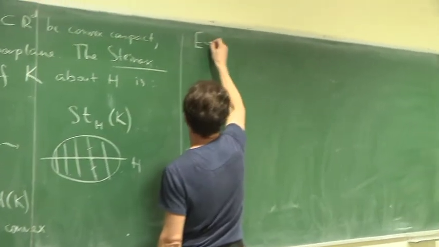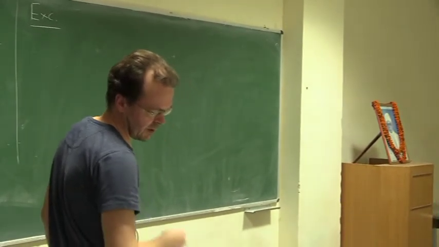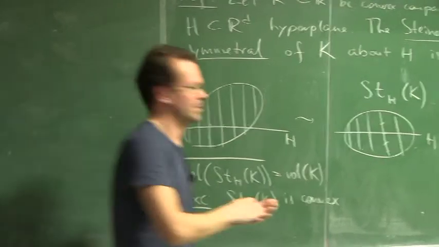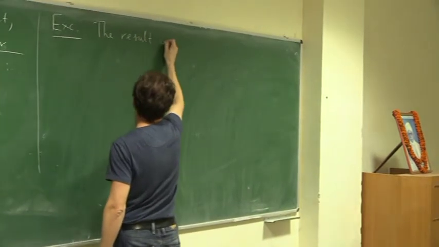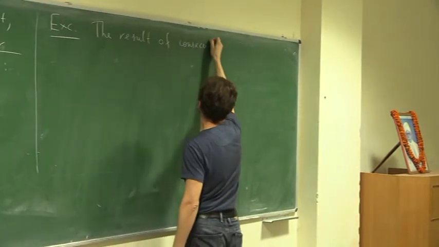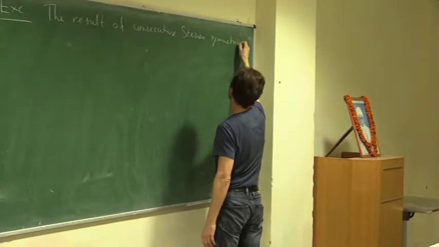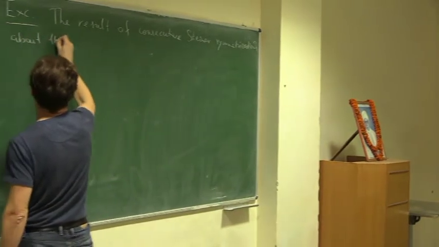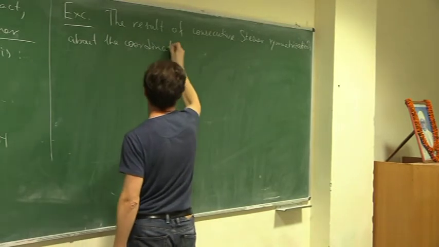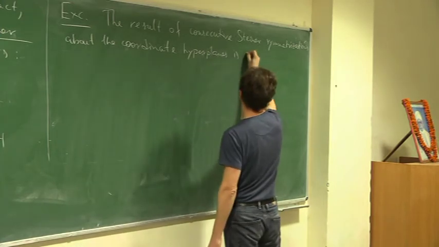Because, so here is another exercise. If we perform the Steiner symmetrization with respect to coordinate hyperplanes, what do we get? So the result of consecutive Steiner symmetrizations about the coordinate hyperplanes is centrally symmetric, but not necessarily a sphere.